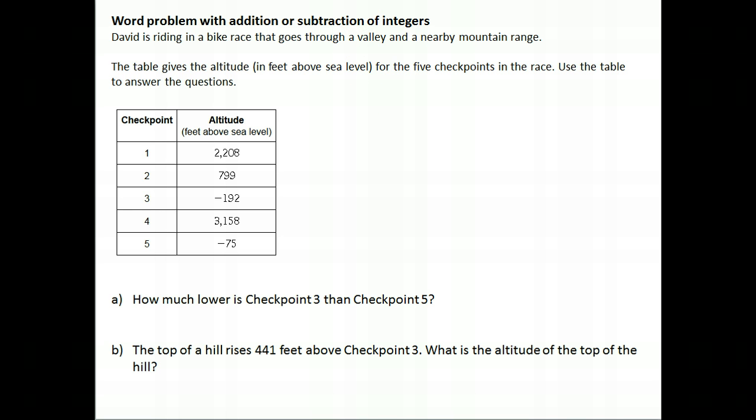The first thing we want to recall is that if you're looking at altitude, sea level is considered 0 feet, and anything below sea level is negative values. Anything above sea level is positive values. So we're going negative this way and positive this way. It's just something to keep in mind.